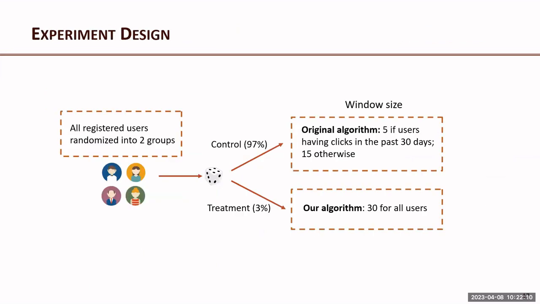And now, for our experiment, we just directly manipulate that window size and increase the treatment group users' recommendation diversity. Specifically, the control users were recommended by the original algorithm. The window size is 5 if users have clicks in the past 30 minutes. Otherwise, the window size is 15. And we randomly select 3% of users into the treatment group and increase all of their window sizes to 30.